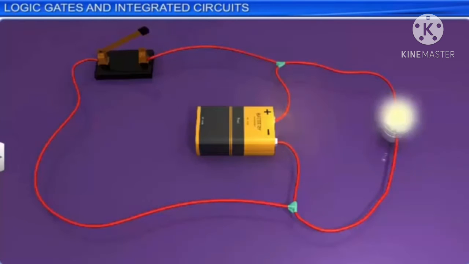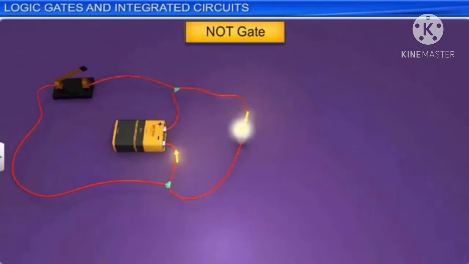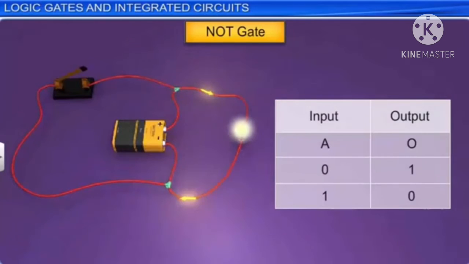Now, here is a circuit representing a NOT gate. Unlike the AND and OR gates, a NOT gate has only one input represented by switch A. Let us form the truth table of the NOT gate. When switch A is open, no current flows from it, so the input is 0. However, the bulb is turned on, hence the output is 1. When switch A is closed, assuming 0 resistance in the switch, all current flows through the switch and no current flows through the bulb. Thus, input is 1 and output is 0.